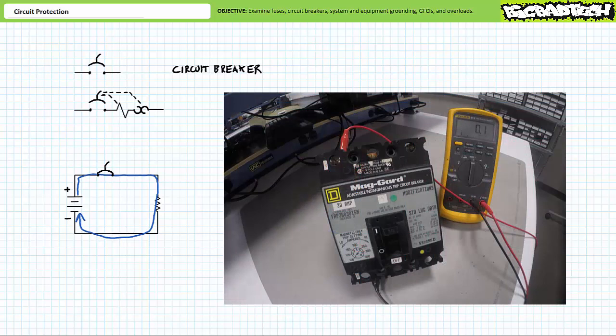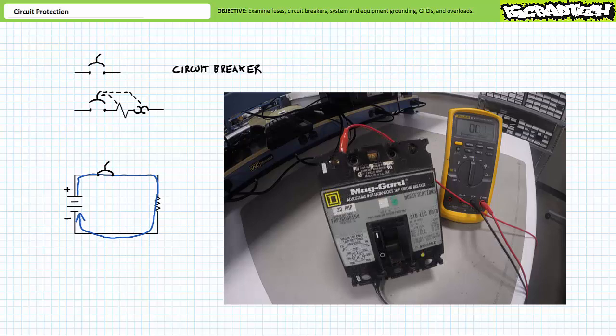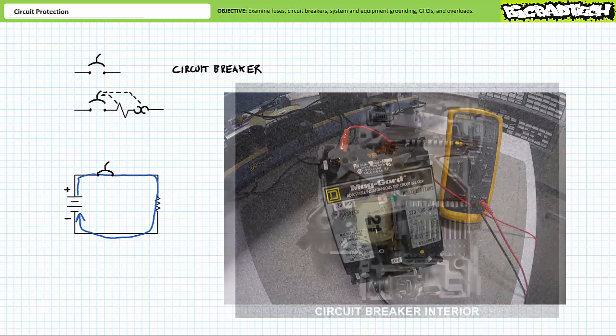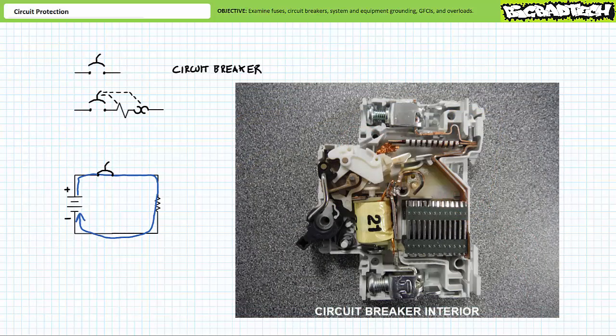In its closed position, the circuit breaker presents almost no opposition to current flow. When it's automatically or manually tripped, it opens and presents an infinite resistance through which no current can flow. Unlike the fuse, though, the circuit breaker can be reset into its closed position. When a circuit breaker opens due to a high current event, you'll often hear an audible snapping sound.